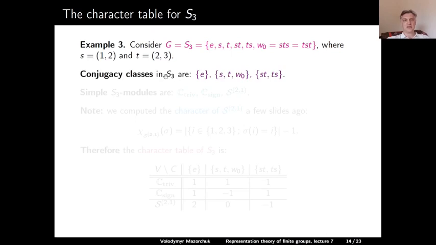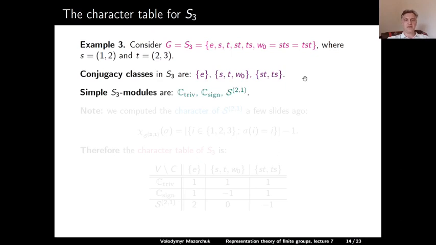The conjugacy classes in S3 are the following subsets: the identity, and then we have S, T, and W0. So if you start with S and conjugate by T, we get exactly W0. And if you start with W0 and conjugate by S, we get the element T back. So we have the conjugacy class S, T and W0, and we have the conjugacy class consisting of ST and TS. You take any of these elements and conjugate by either S or T, you get the other one. So we have 3 conjugacy classes.